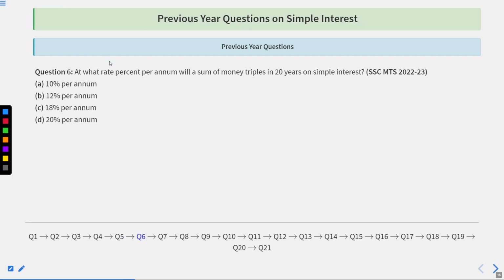Question number 6. At what rate percent per annum will a sum of money triple in 20 years on simple interest?